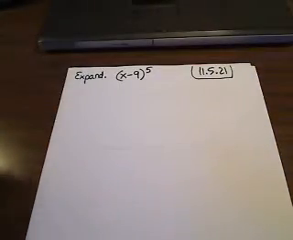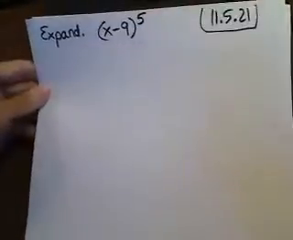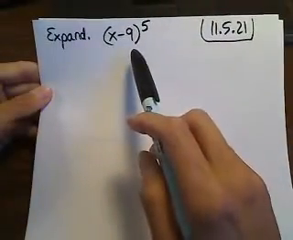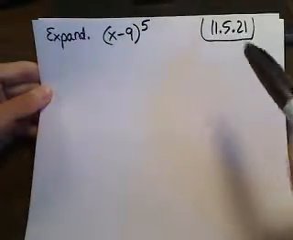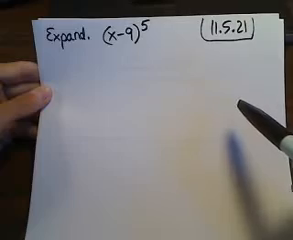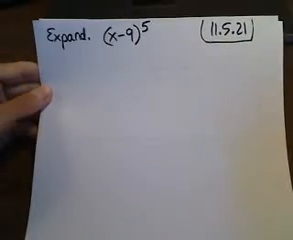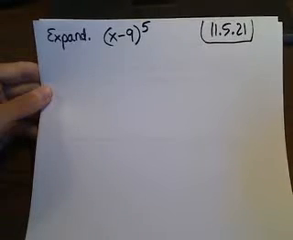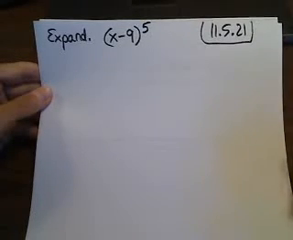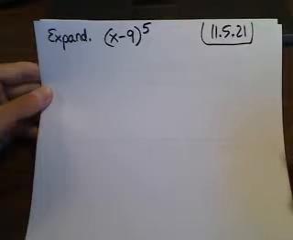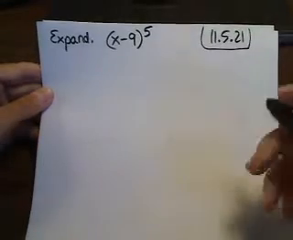Okay, another question that was asked over email. You're asked to expand (x - 9)^5, and this is problem 11.5.21. The way that you can expand these is using the binomial theorem, and you probably want to use Pascal's triangle in combination with the binomial theorem to do this. It's probably the easiest way to do it.